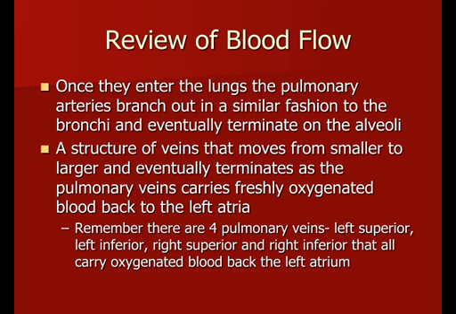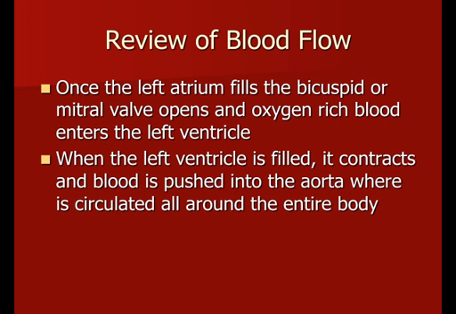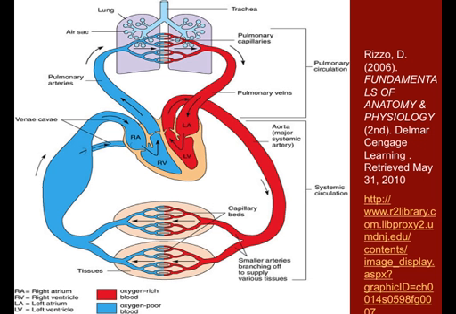Once they enter the lungs, the pulmonary arteries branch out in similar fashion to the bronchi and eventually terminate on the alveoli. The veins move from smaller to larger and eventually terminate as pulmonary veins, which carry freshly oxygenated blood back to the left atrium. Once the left atria fills, the bicuspid or mitral valve opens and the oxygen-rich blood then enters the left ventricle. When the left ventricle is filled, it contracts and blood is pushed into the aorta, where it's circulated all around the body. Okay, and there's just an image of it. And like I said, there are tons of animations of this available online.